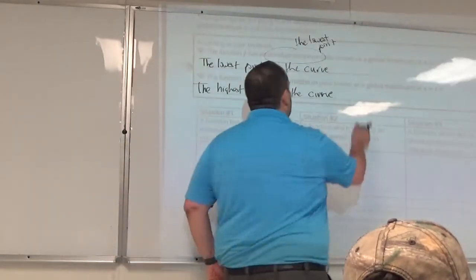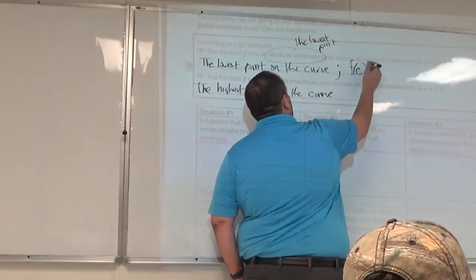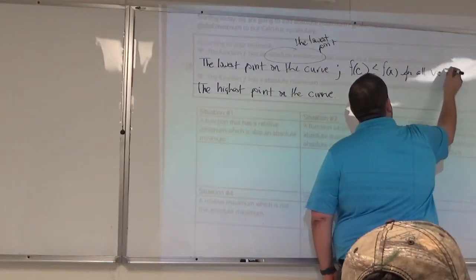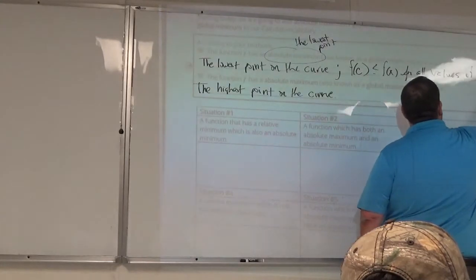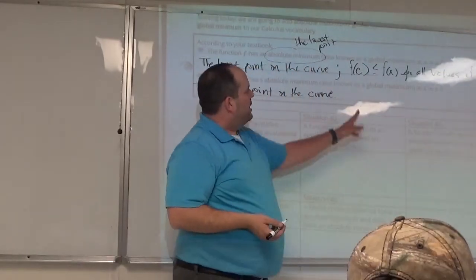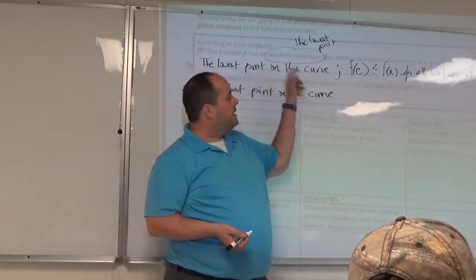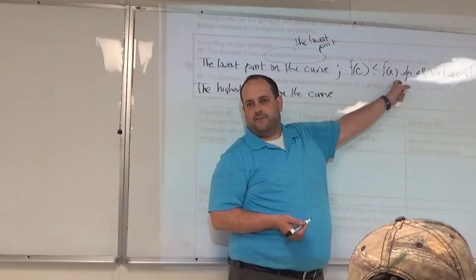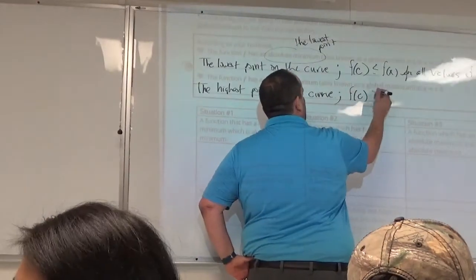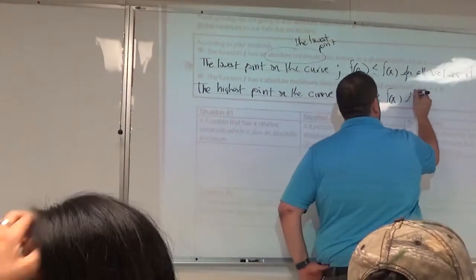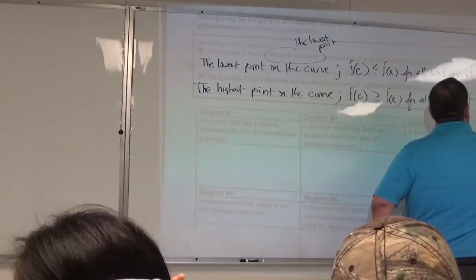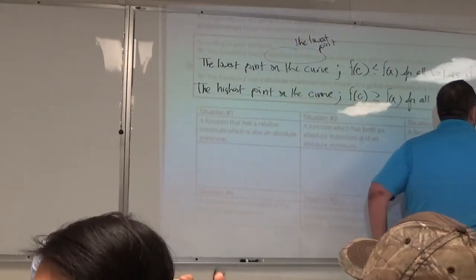Here's the calculus though. What I'm going to say is that f of c is less than or equal to f of x for all values of x on the interval a comma b. For absolute minimum, the lowest, f of c is less than or equal to f of x for all values of x on [a, b]. For a maximum, we're going to say f of c is greater than or equal to f of x for all values of x on the interval a comma b.